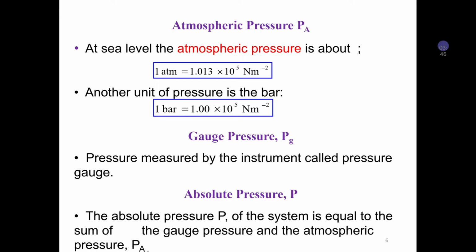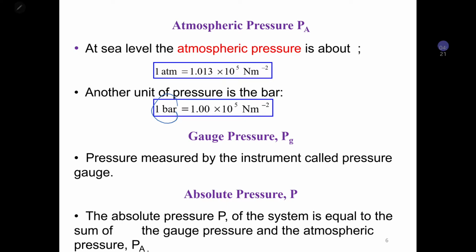Alright, so there are different types of pressure. First is atmospheric pressure. At sea level, the value of atmospheric pressure is 1.013 times 10 to the power of 5 Newton per meter square. Or we also can write the atmospheric pressure in terms of bar, where 1 bar is equal to 1 times 10 to the power of 5 Newton per meter square.